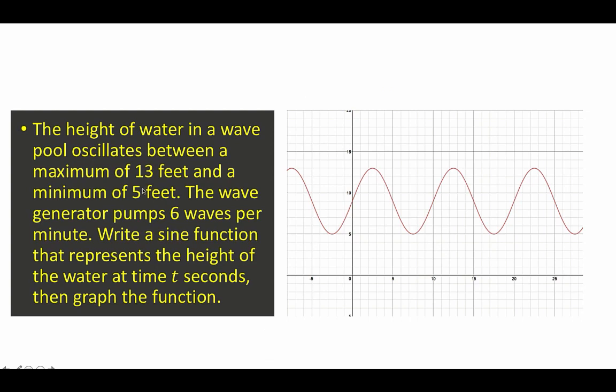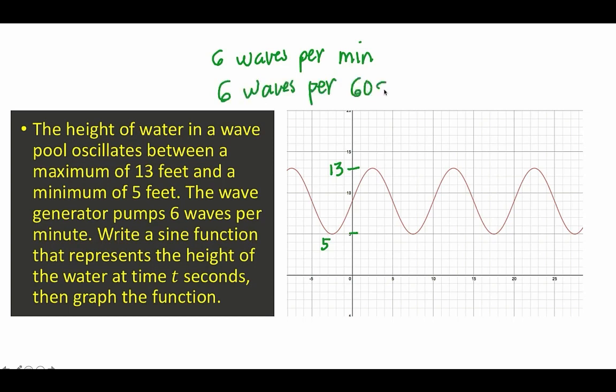The problem that was given was, the height of water in a wave pool oscillates between a maximum of 13 feet, so this is 13 feet, and a minimum of 5 feet, this is 5 feet. The wave generator pumps 6 waves per minute. If there are 6 waves per minute, that is equivalent to having 6 waves per 60 seconds, or 1 wave for every 10 seconds. So we need to remember this.